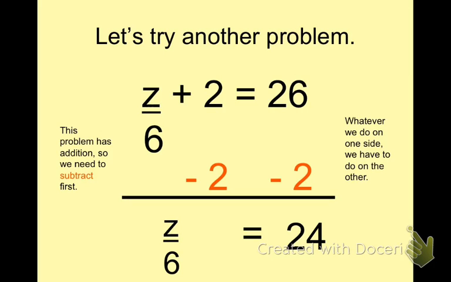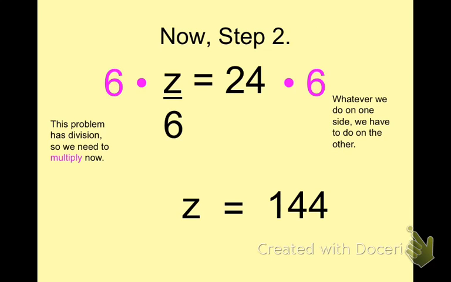In this case, z is being divided by 6, then added by 2. That whole thing will equal 26. So we'll subtract 2 from both sides, bring down what looks like the fraction with the variable, and carry that over to step 2, which will be undoing division with multiplication, so that we'll get z is equal to 144. You can always check your work by going back to the original problem.